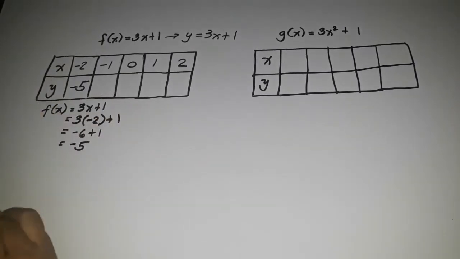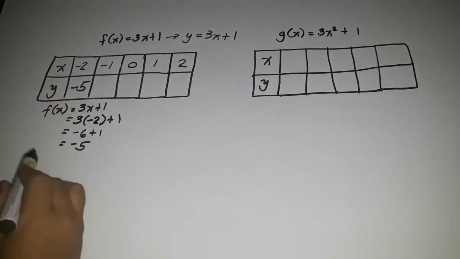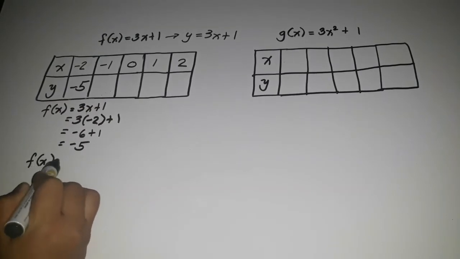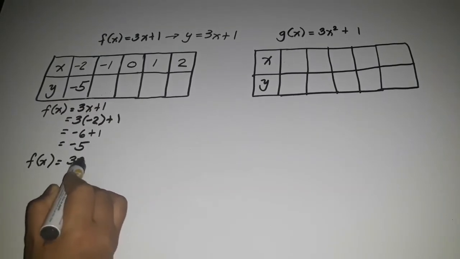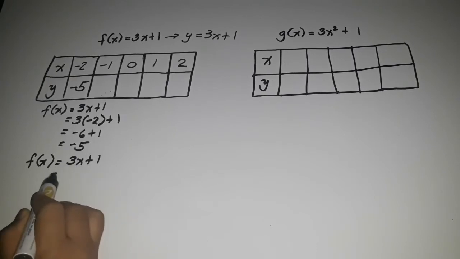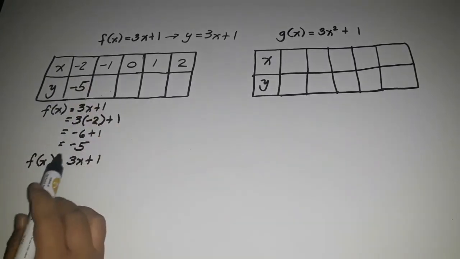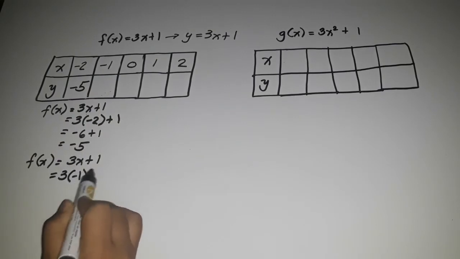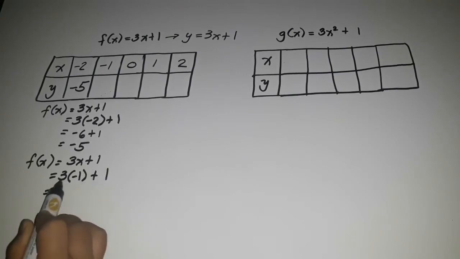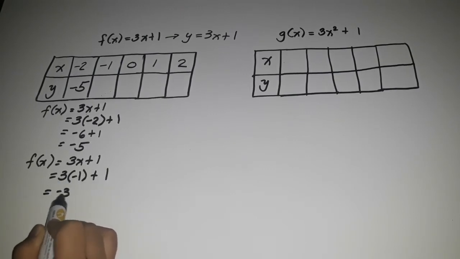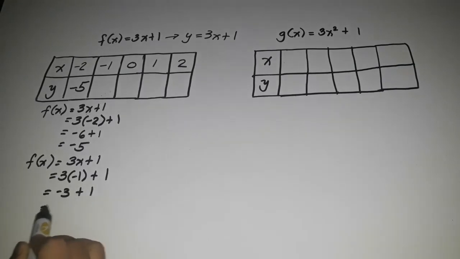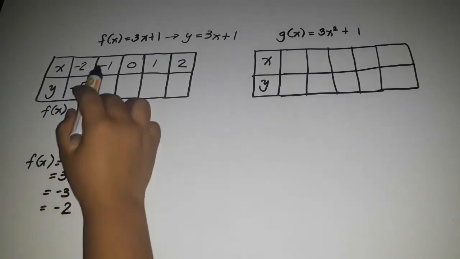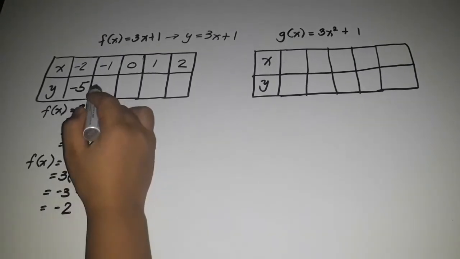Okay, let's solve x for negative 1. So, f of x equals 3x plus 1. Substitute natin yung value ng x which is negative 1. So, we have 3 times negative 1 plus 1. 3 times negative 1 is negative 3 plus 1. Negative 3 plus 1 is negative 2. Therefore, ang value ng y natin kung ang x is negative 1 is negative 2.